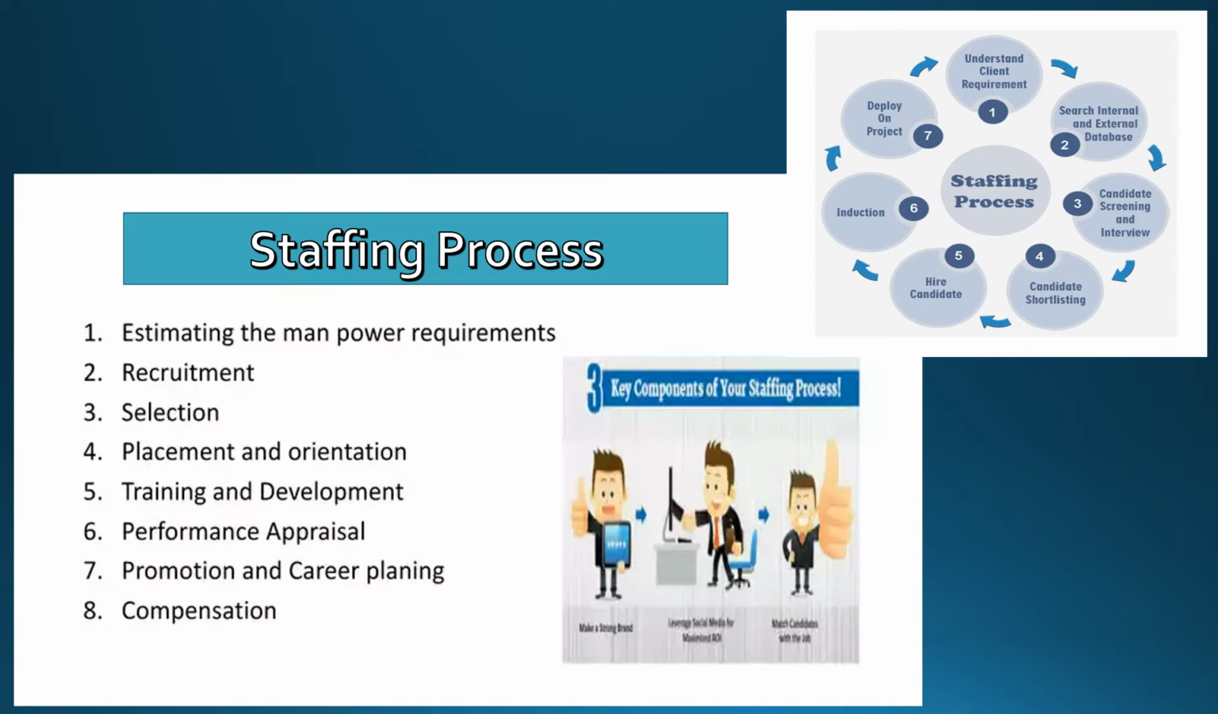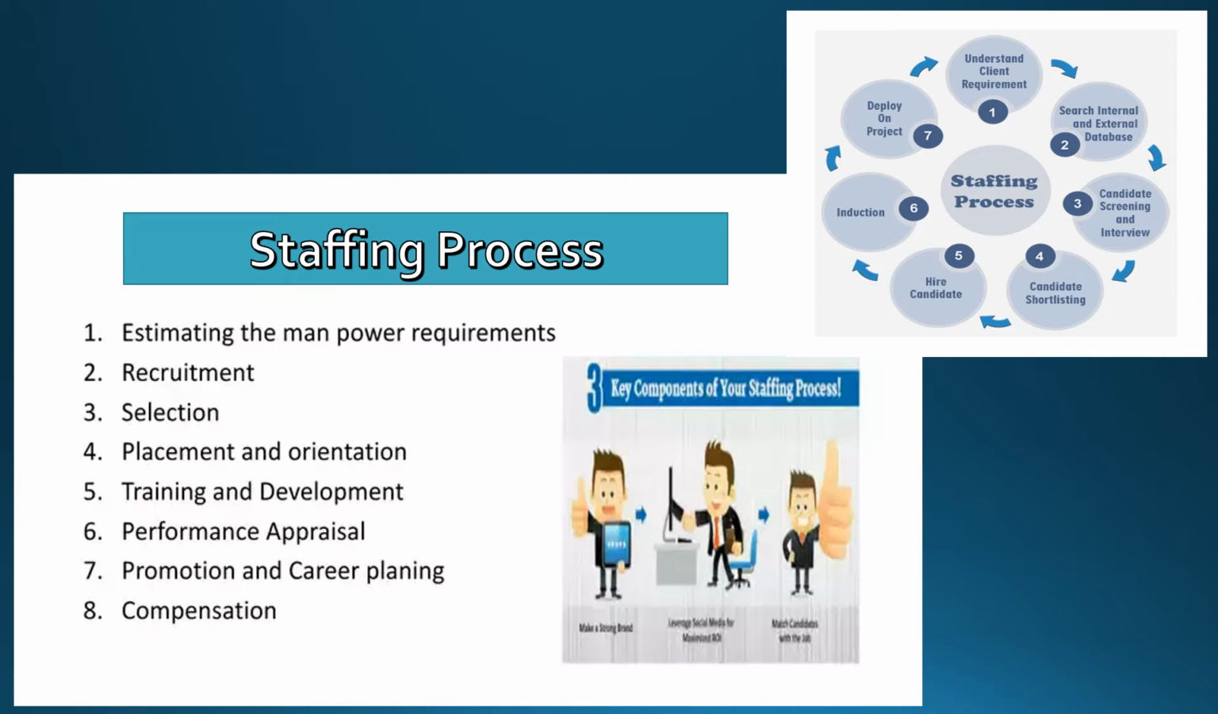Next one is recruitment. Means the staffing process includes recruitment. Recruitment refers to the process of inducing people to apply for jobs in the organization. Third one is selection. Means proper selection is required for any organization. Fourth one, placement and orientation. Means after selection the next step of the process is placement. Placement means putting the selected candidate on the job for which he is appointed.